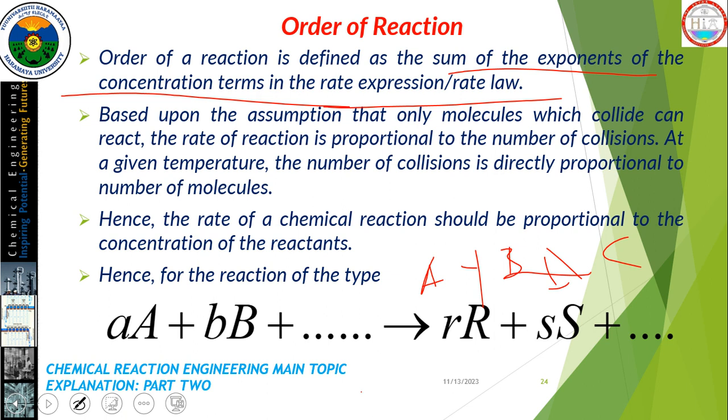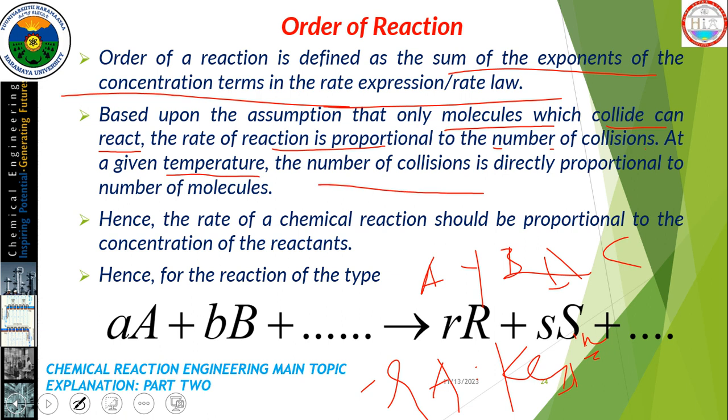From this we can understand the rate of the reaction. You can write it as k times the concentration of A to the power of 1, or the power of n. This n is the order of the reaction, the exponent, based upon the assumption that only molecules which collide can react. The rate of the reaction is proportional to the number of collisions. At a given temperature, the number of collisions is directly proportional to the number of molecules. Hence, the rate of a chemical reaction should be proportional to the concentration of the reactants.